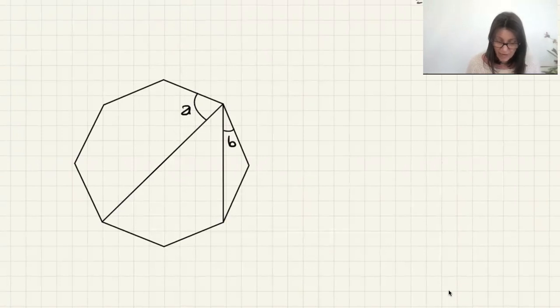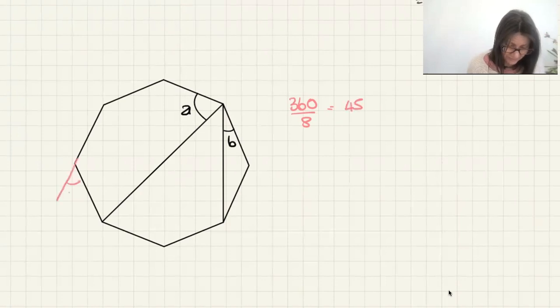Okay, so we're looking at a regular octagon. So 360 divided by 8 is going to give me my 45. And I'm just going to mark that on so that I can then mark on the interior being 135. So I now know that every single one of these interiors is 135.